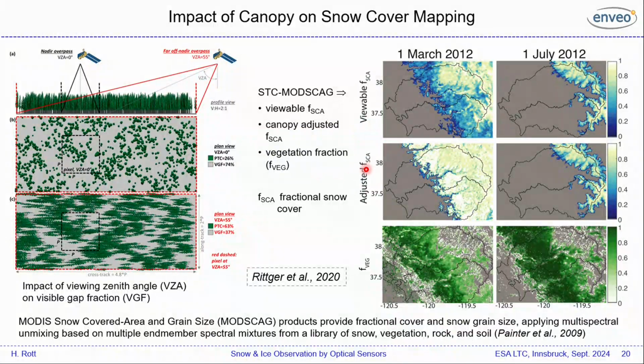And this is now adjusted for this vegetation fraction, using also this fractional snow cover, accounting also for the incidence angle. And this really makes a difference. And this is this vegetation factor.